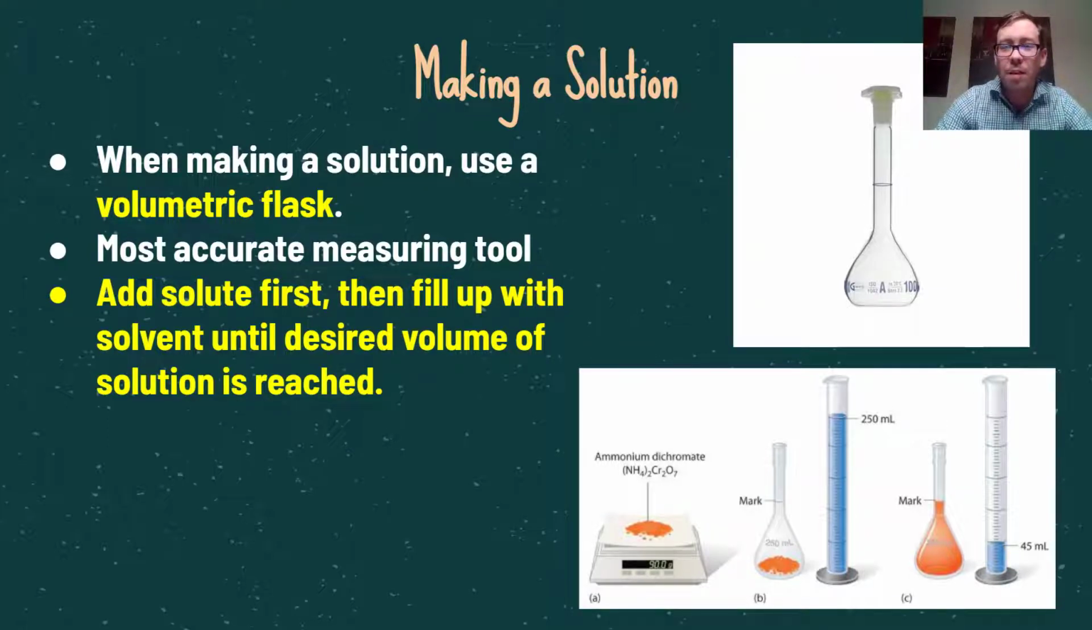In order to do this, though, we have to follow two important steps. First, we add our solute. You always add your solute first, and then add your solvent until the desired volume of solution is reached. If we added our solute after we added, let's say in the very top one there, we added 100 milliliters of our solvent and then added our solute, our total volume of solution is going to be greater than that of 100 milliliters, and therefore the concentration is not going to be accurate. So it is important to make sure that we're following these steps in the exact order. Adding your solute first, then fill up with solvent until the desired volume of your solution is reached.